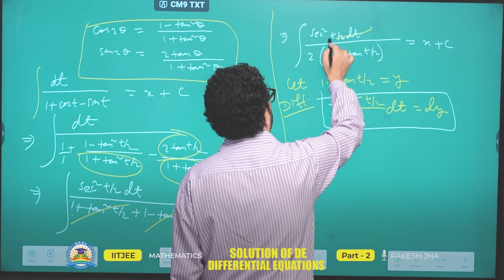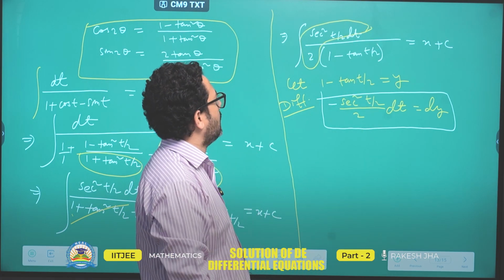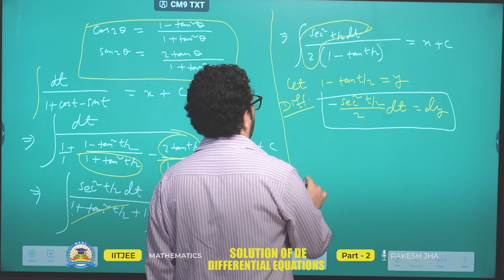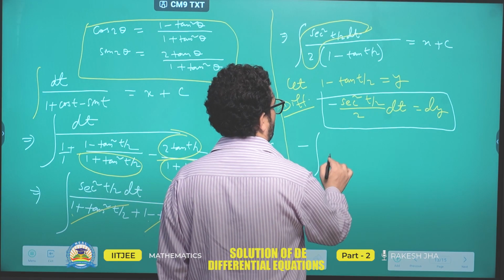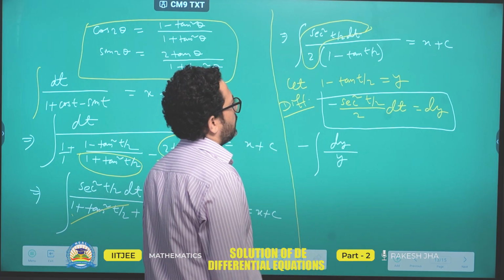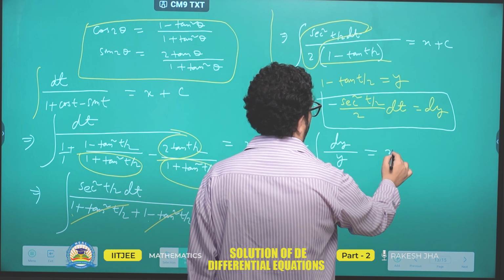We find that this portion can be substituted, and the negative part is there, so no problem. We can go for negative of dy upon y. Why? Because we have assumed this portion as y, is equal to x plus c.